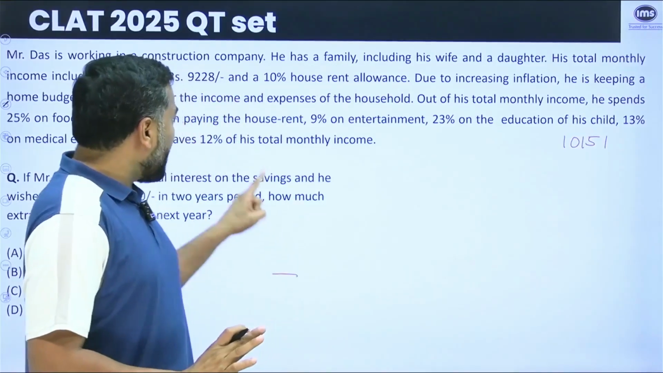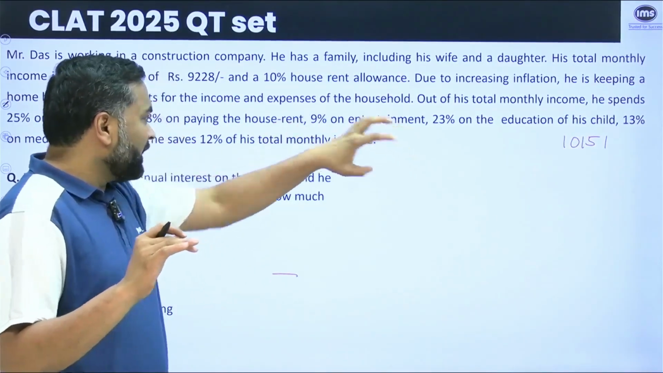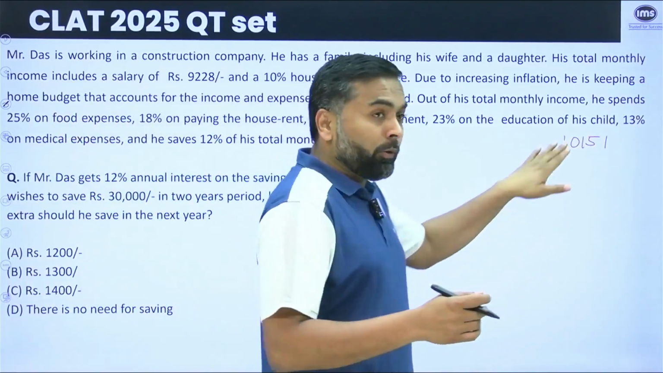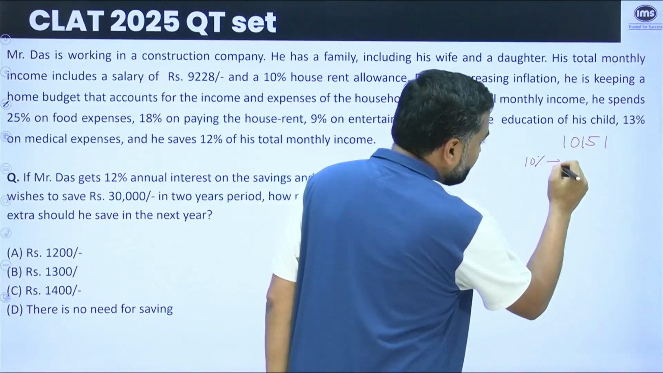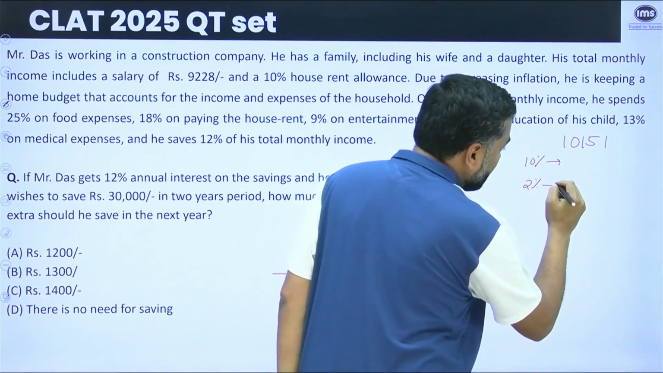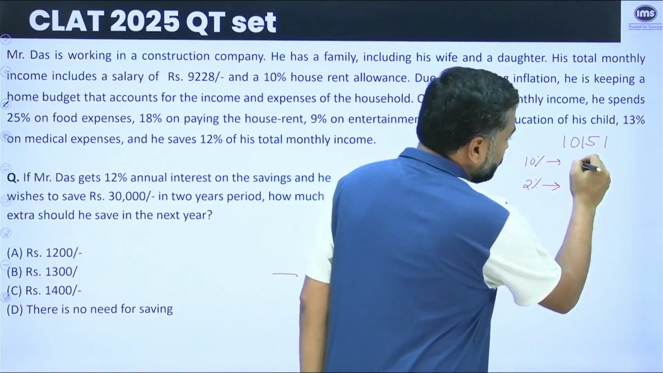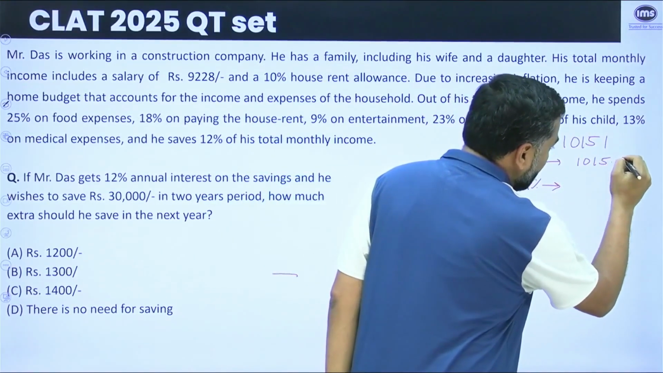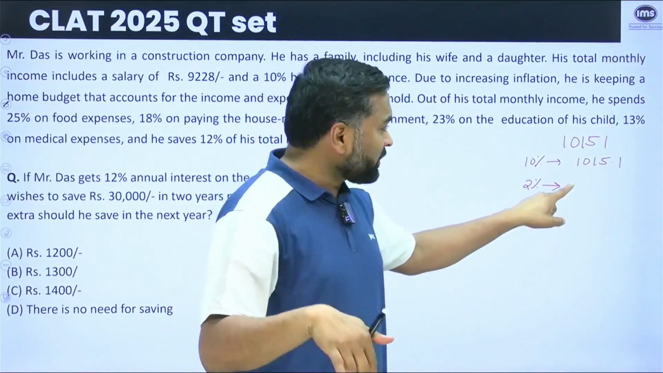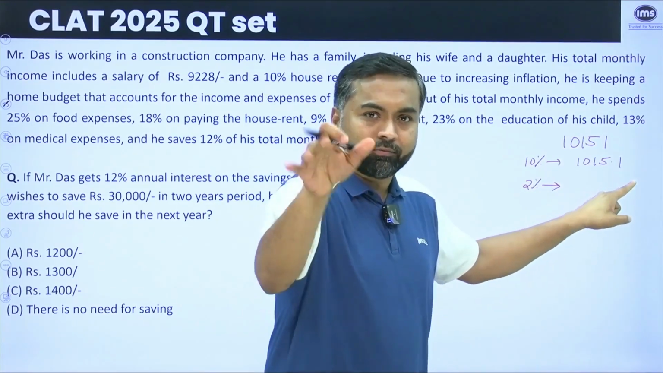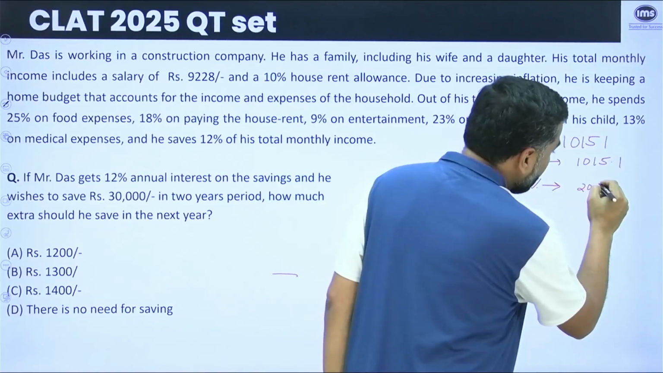Now, if I have to calculate 12% of monthly income as this saving, I'll calculate 12% of this value. 12% is nothing but 10% plus 2%. So what is 10% of this number? It is 1015.1. Now to calculate 2%, I need to calculate the 1%, which is 101.5. Let's ignore the second decimal. So 2% will be 203.